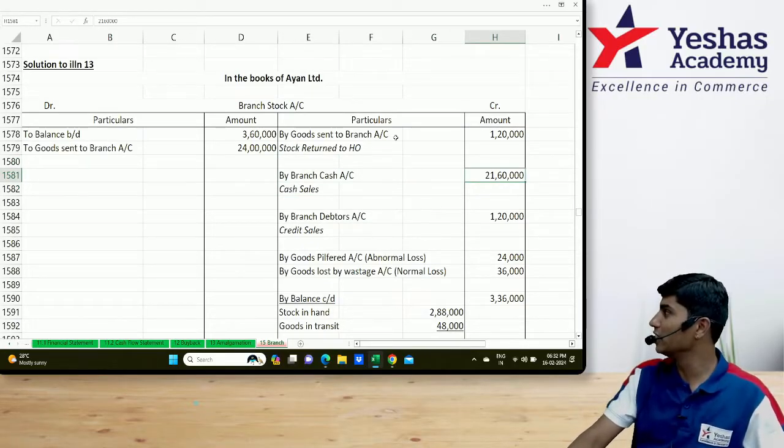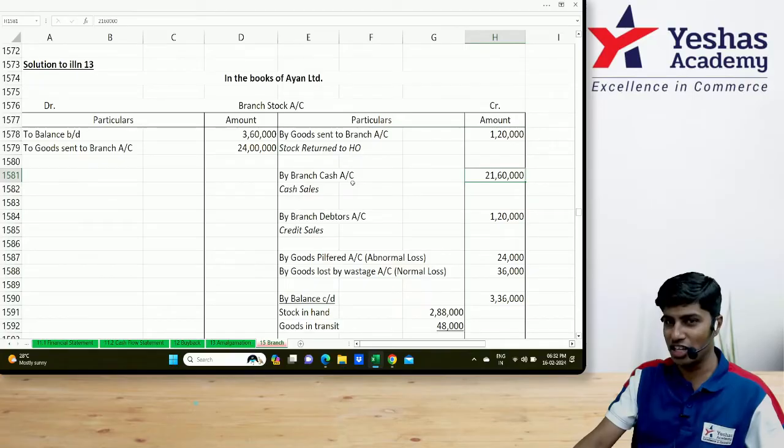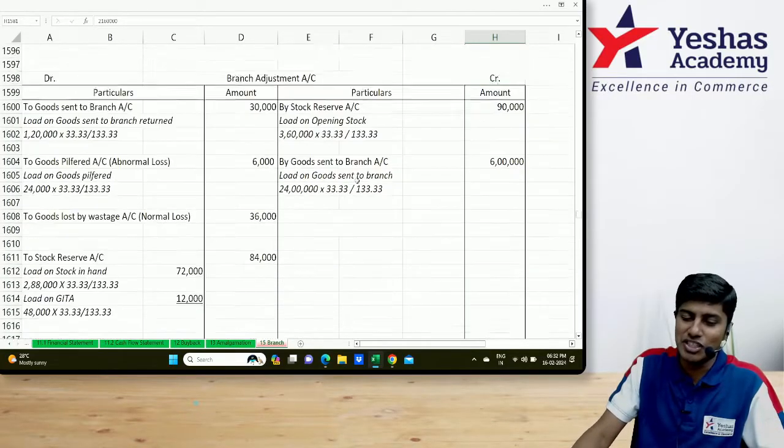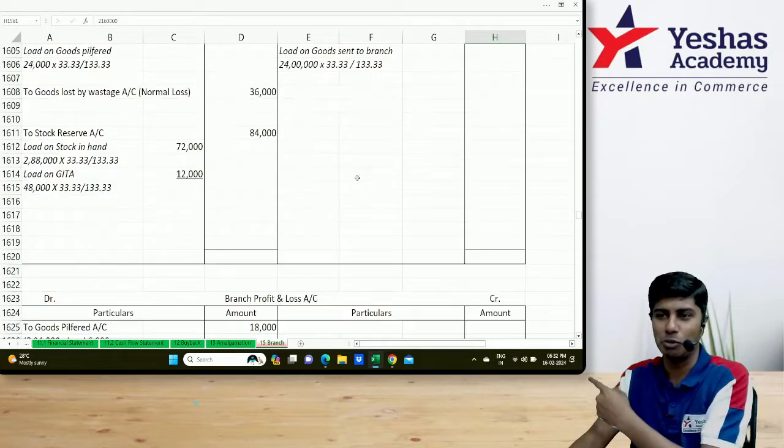Cash sales 2160. In branch stock I have written by branch cash. Okay? We are not preparing branch cash. If we had prepared it, I would have been supposed to write it.